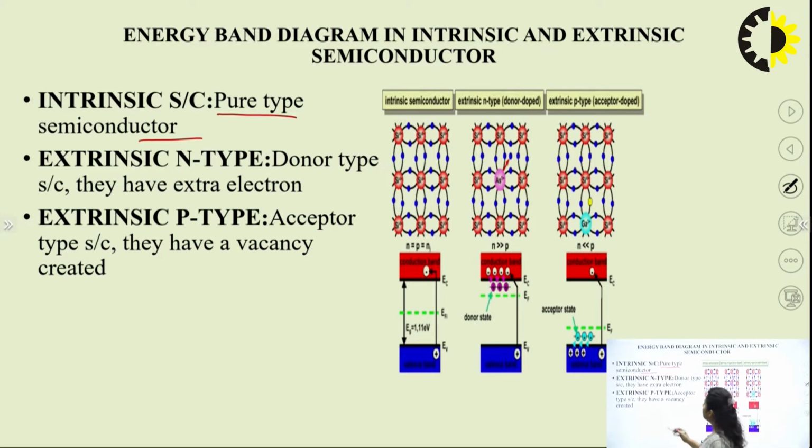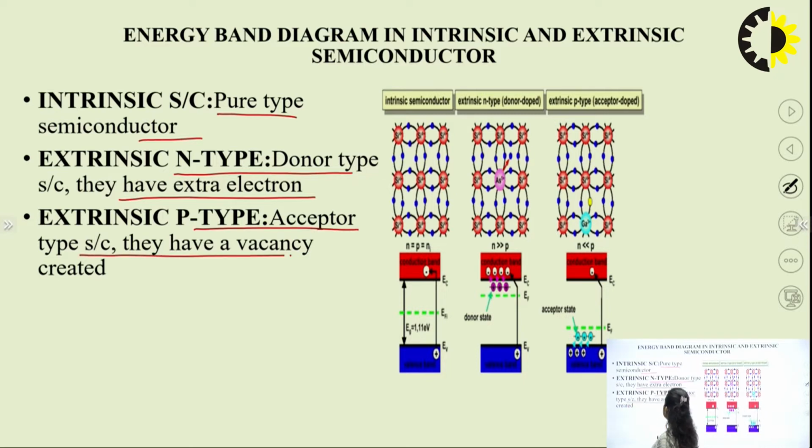On the other hand, the extrinsic n-type semiconductor, the donor semiconductor, has an extra electron. But if it is an extrinsic p-type semiconductor, which is also called an acceptor type semiconductor, a vacancy is created.